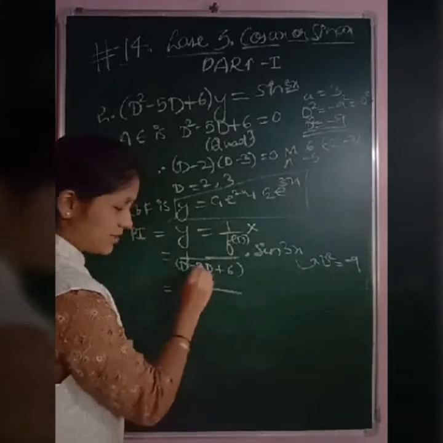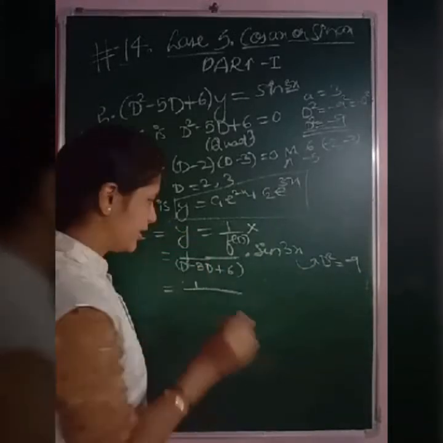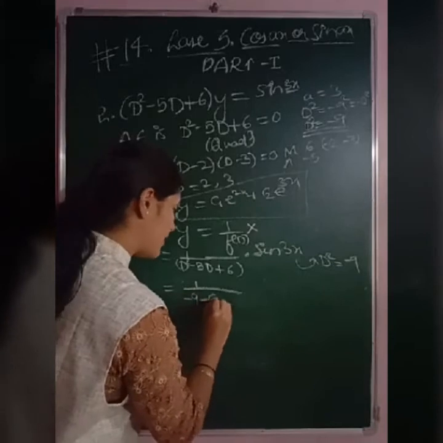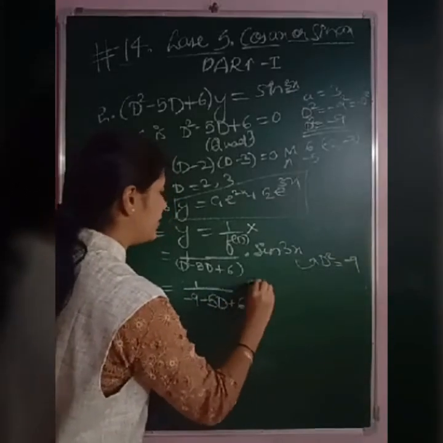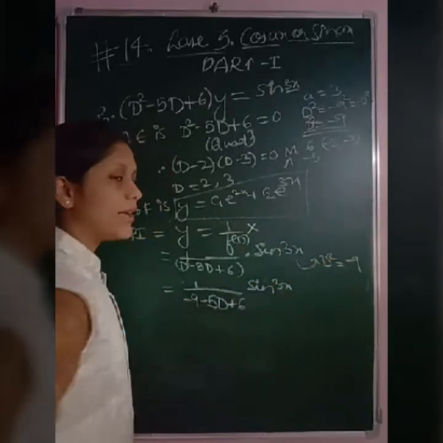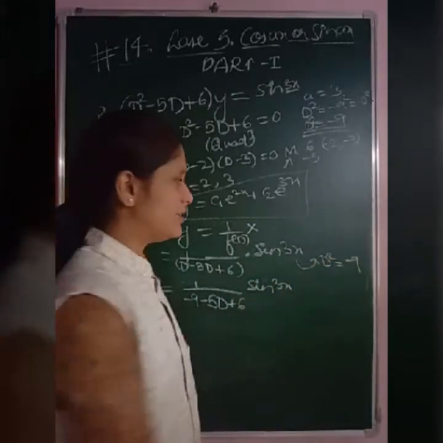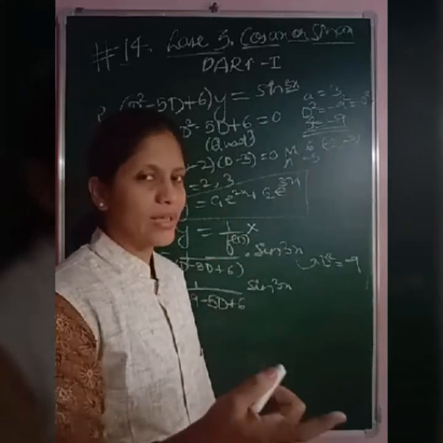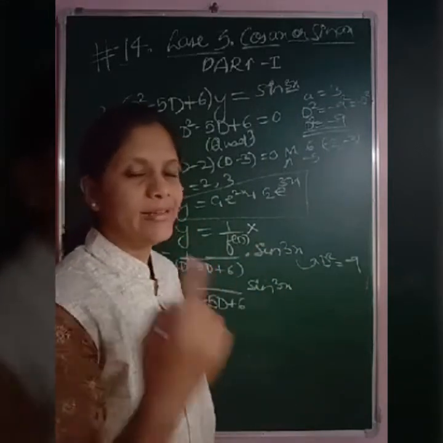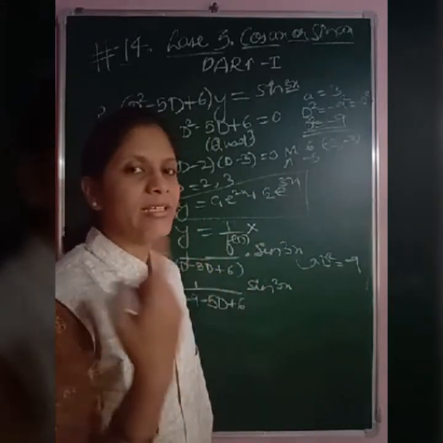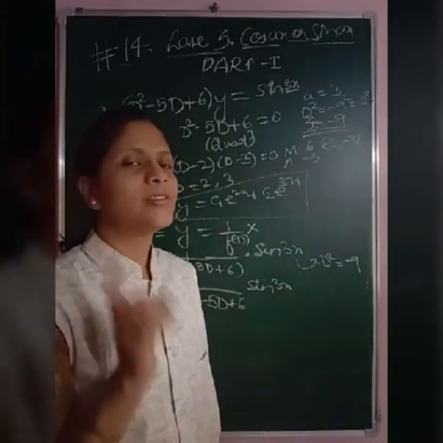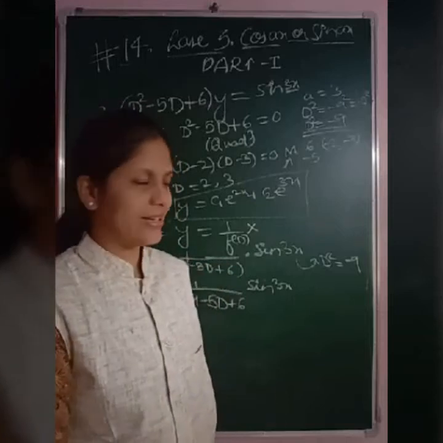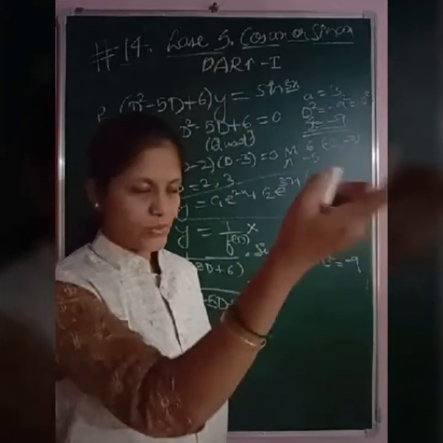d square is minus 9. We do not know about d. So minus 9, minus 5d, as it is plus 6, as it is sine 3x. So d square and powers of d square, that is d square power 1, d square power 2, d raised to 4, d square power 3, d raised to 6, we can substitute. For our syllabus, only up to d raised to 4 we are getting, that is d square, right?